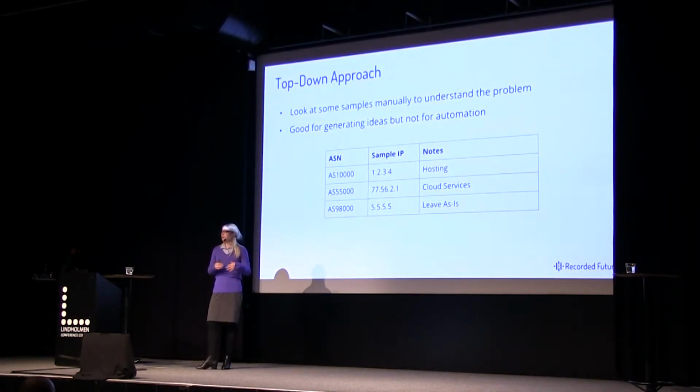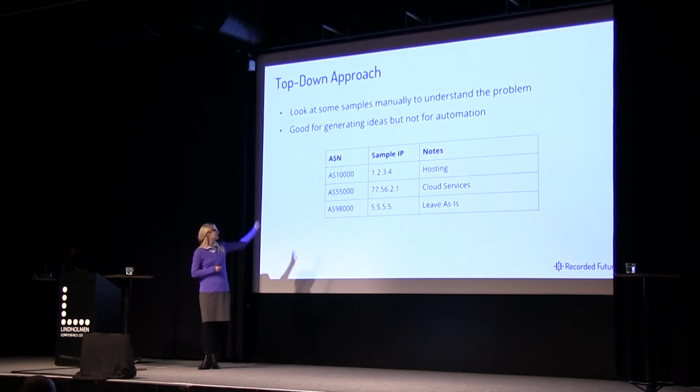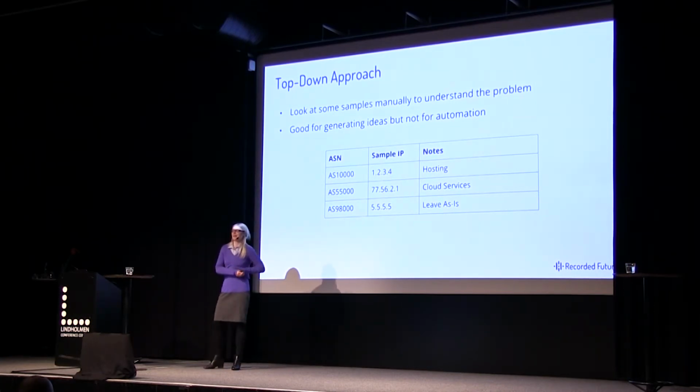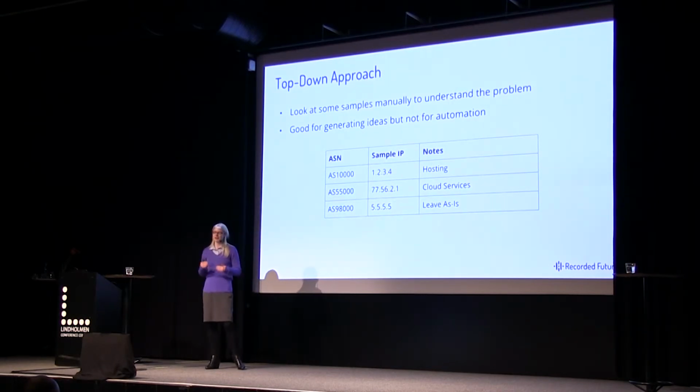We started with a top-down, human-based approach of actually looking at the data manually. So here, I've made up the actual samples, but the concept is what we actually did. We started by pulling some IP addresses that we thought may have this problem, and we went through and manually annotated them. Some of them we were able to see were clearly hosting providers. Some of them were cloud services, and then there were some that looked like they really had an appropriate risk score, and we didn't need to change anything.